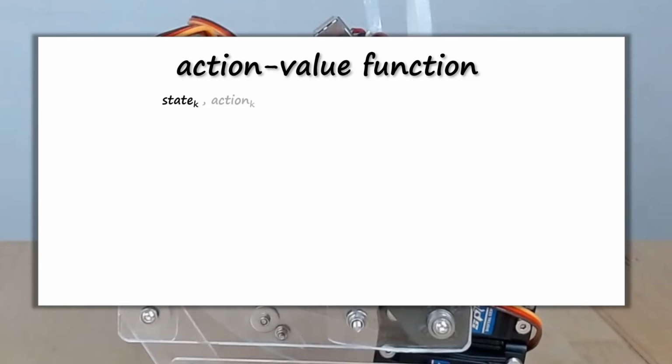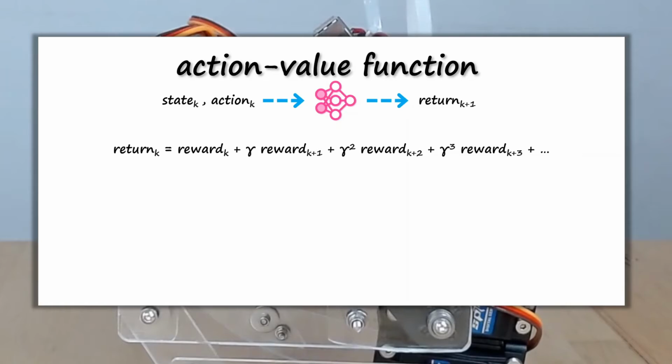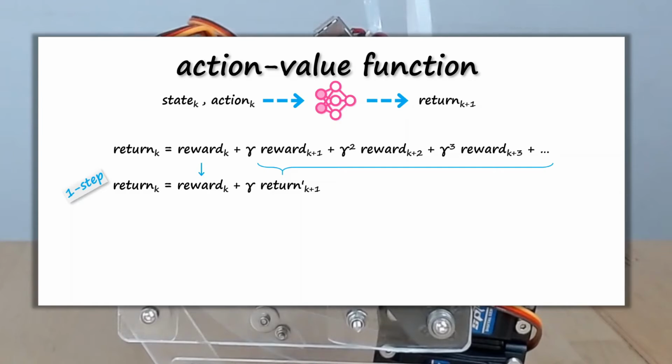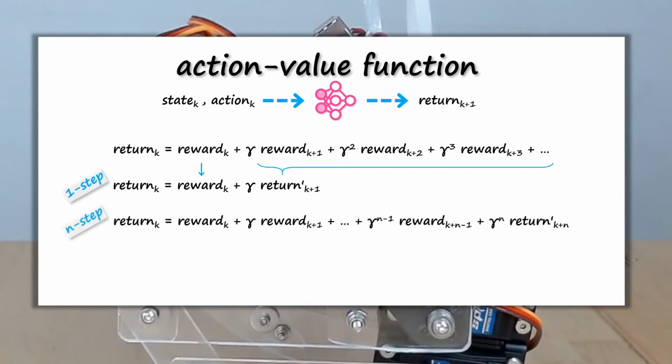Just to recap, the action value function learns the mapping from state and action to a future return value. The return value is defined as the discounted sum of future rewards, which can actually be presented in a recursive form using the reward value plus the discounted future return. There's a one-step version and an n-step version. Also, in the policy gradient algorithm, they introduce the concept of target networks to help with stability. So in these recursive equations, the target return is actually used.